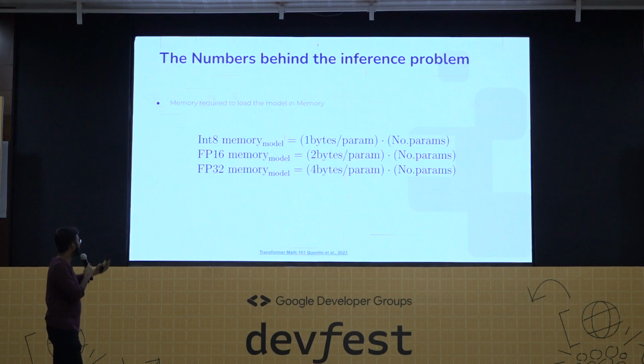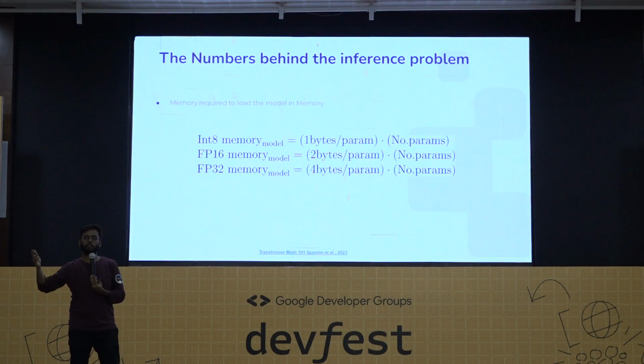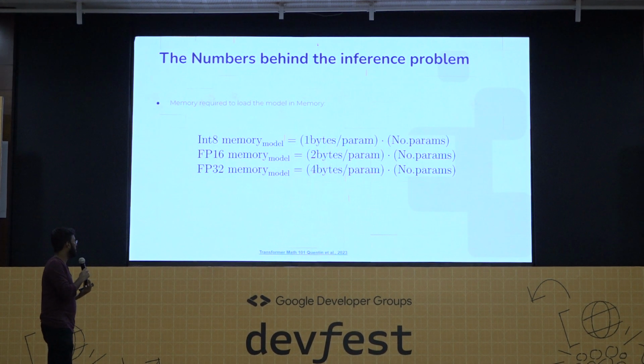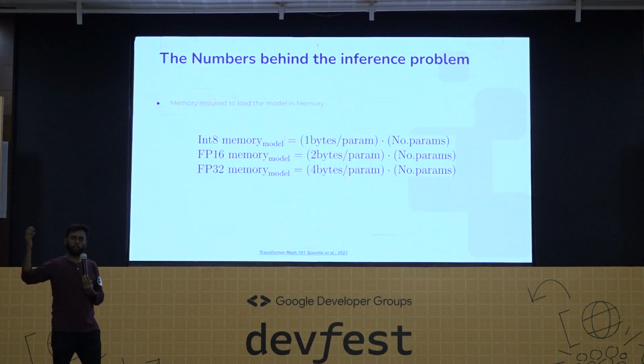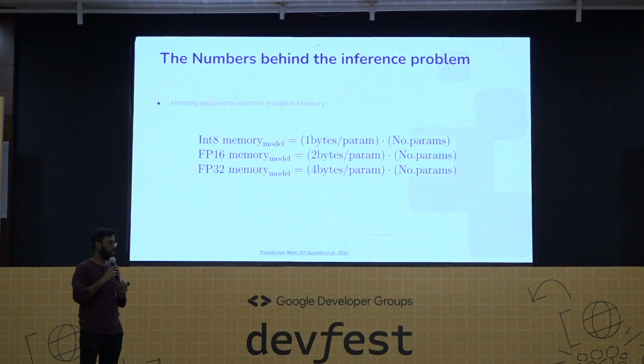And if it's FP16, it is 2 bytes. So if it's a 7 billion model, we would require about 14 GB of memory. And if it's FP32, again it's 4 bytes. So we would require about 28 GB just to load it for the inference part.